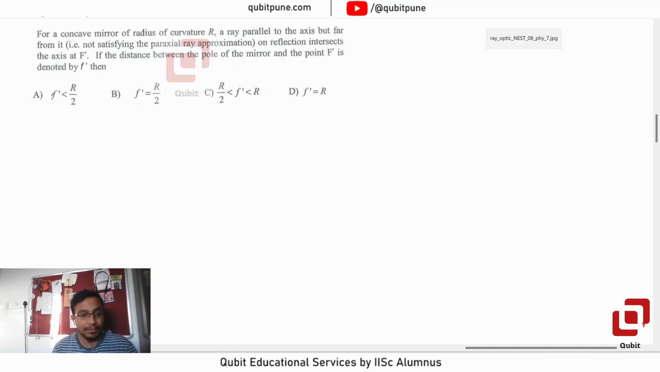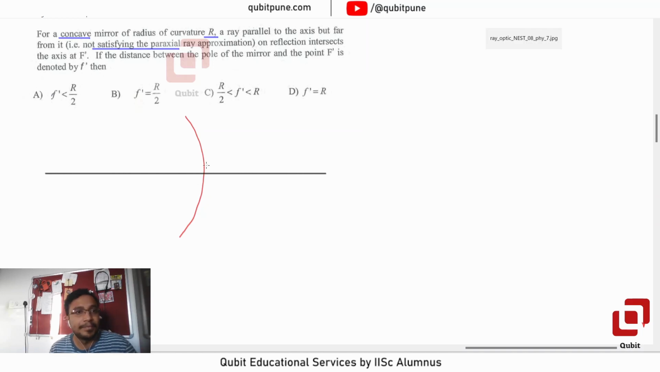Which type of mirror is it? Concave mirror, radius of curvature r. Now here we have a ray which is not satisfying the paraxial ray approximation. So first of all you need to know what paraxial approximation is. Suppose this is our concave mirror, and suppose this is its axis. Let this be the pole, and suppose this is its center of curvature, so Cp will be equal to capital R.